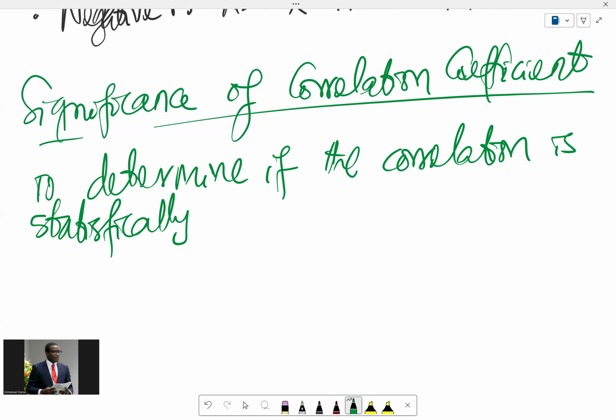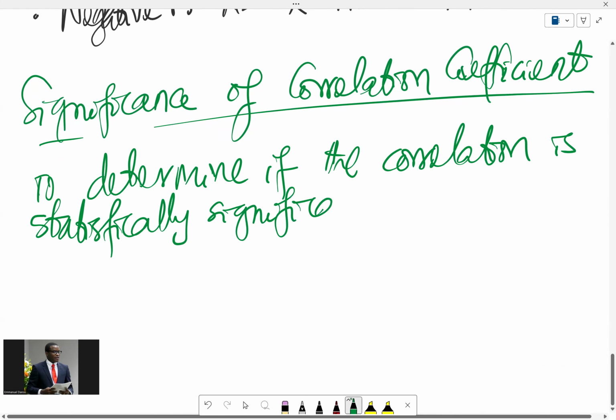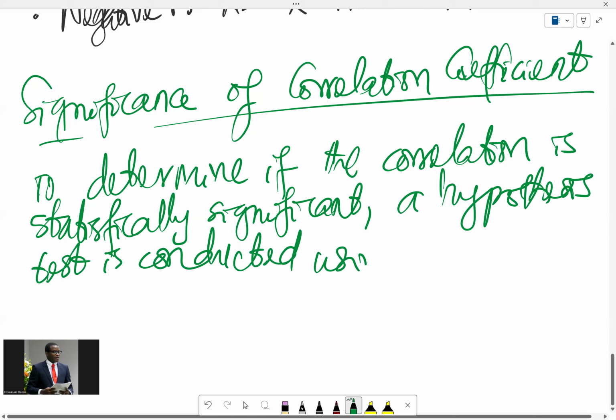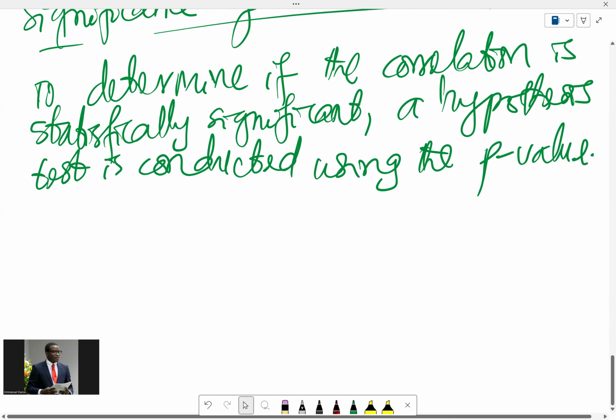So to determine if the correlation is statistically significant, a hypothesis test is conducted using the p-value. You can also use the test statistic. So you have those options.